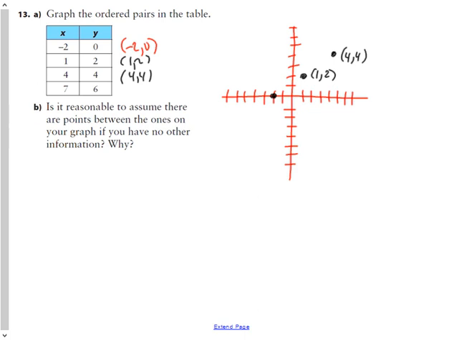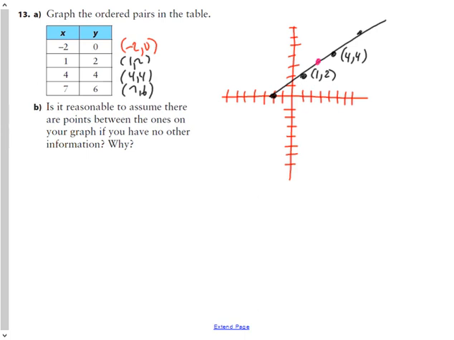And the last one, 7 on the x, 6 on the y, somewhere up here. When I connect those dots, it makes a line. It says, is it reasonable to assume there are points between the ones on your graph? So is this a point right here? Is this okay to assume that that's a point?